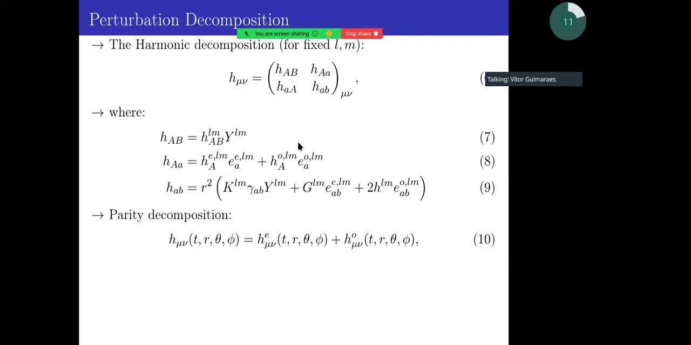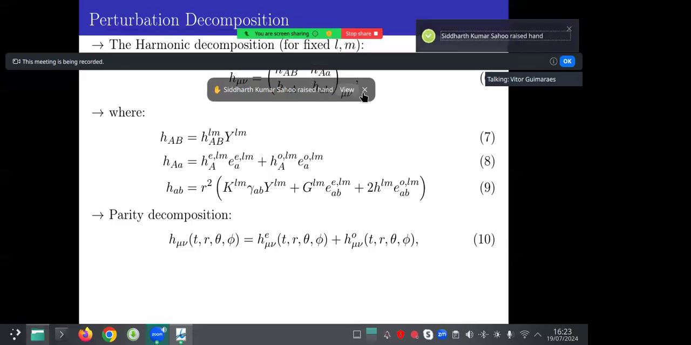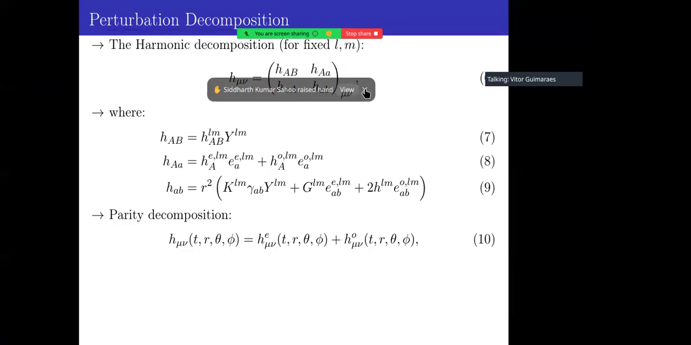So then we can also decompose our metric perturbation with respect to parity, right? The same way we did. Oh, I see that someone raised a hand here. So I'm gonna stop. Are there any questions?